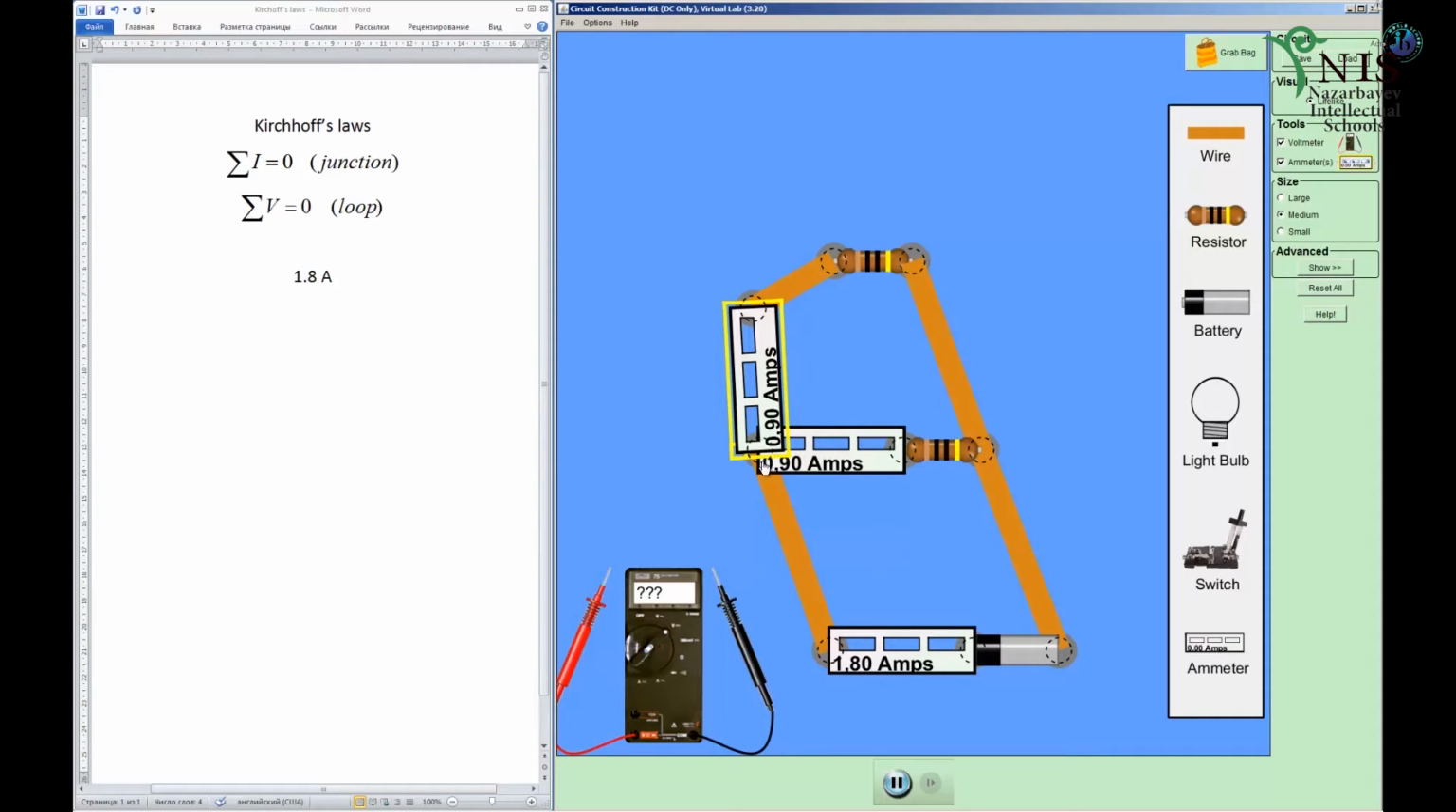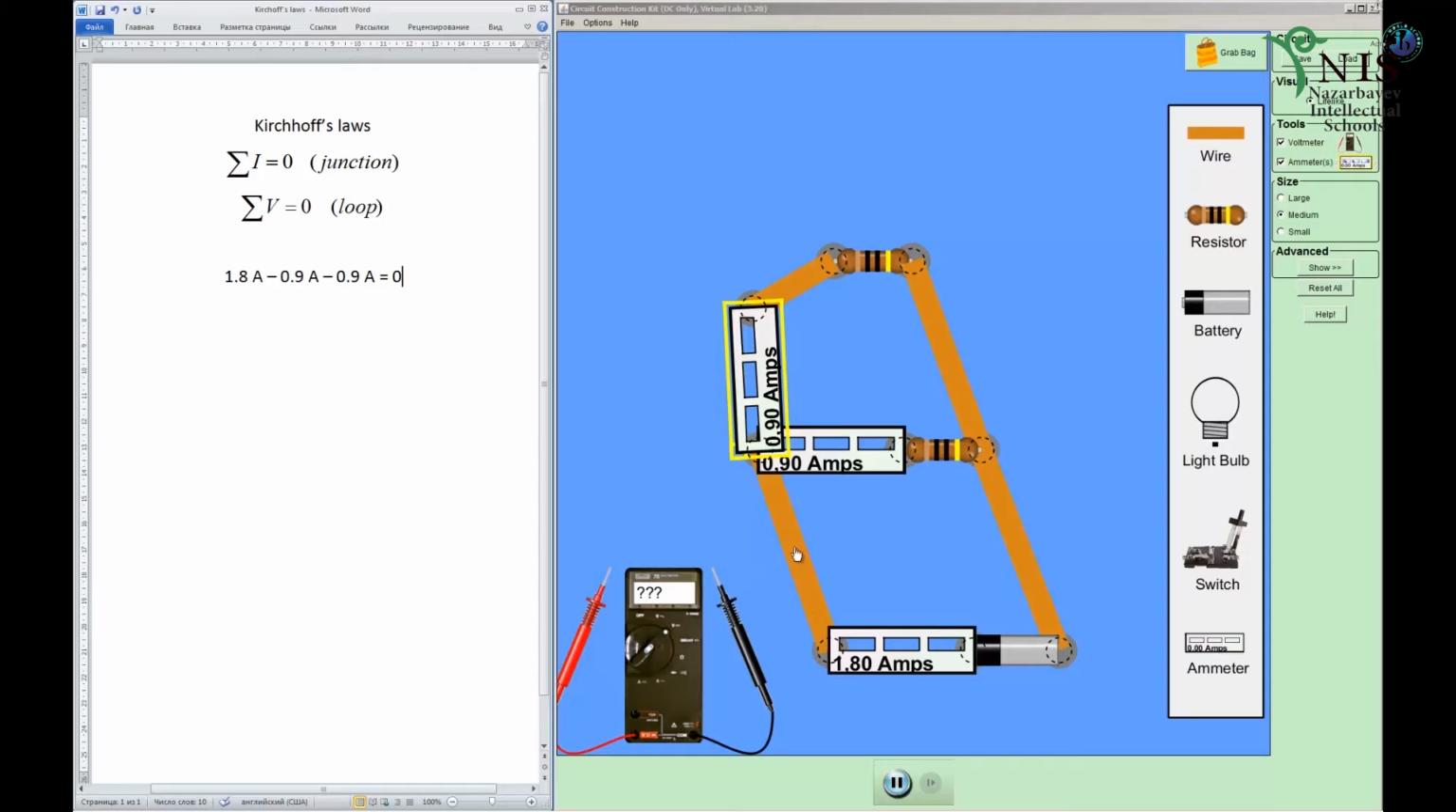Current going out of the junction is 0.9, therefore it's negative 0.9 amperes. And another current going out of the junction is also negative because it's going out of the junction, so negative 0.9 amperes. So all of this should be equal to 0 according to first law. So let's check. 1.8 ampere minus 0.9 ampere minus 0.9 ampere. Yes, that checks out. Let's have a look at another example using loop.